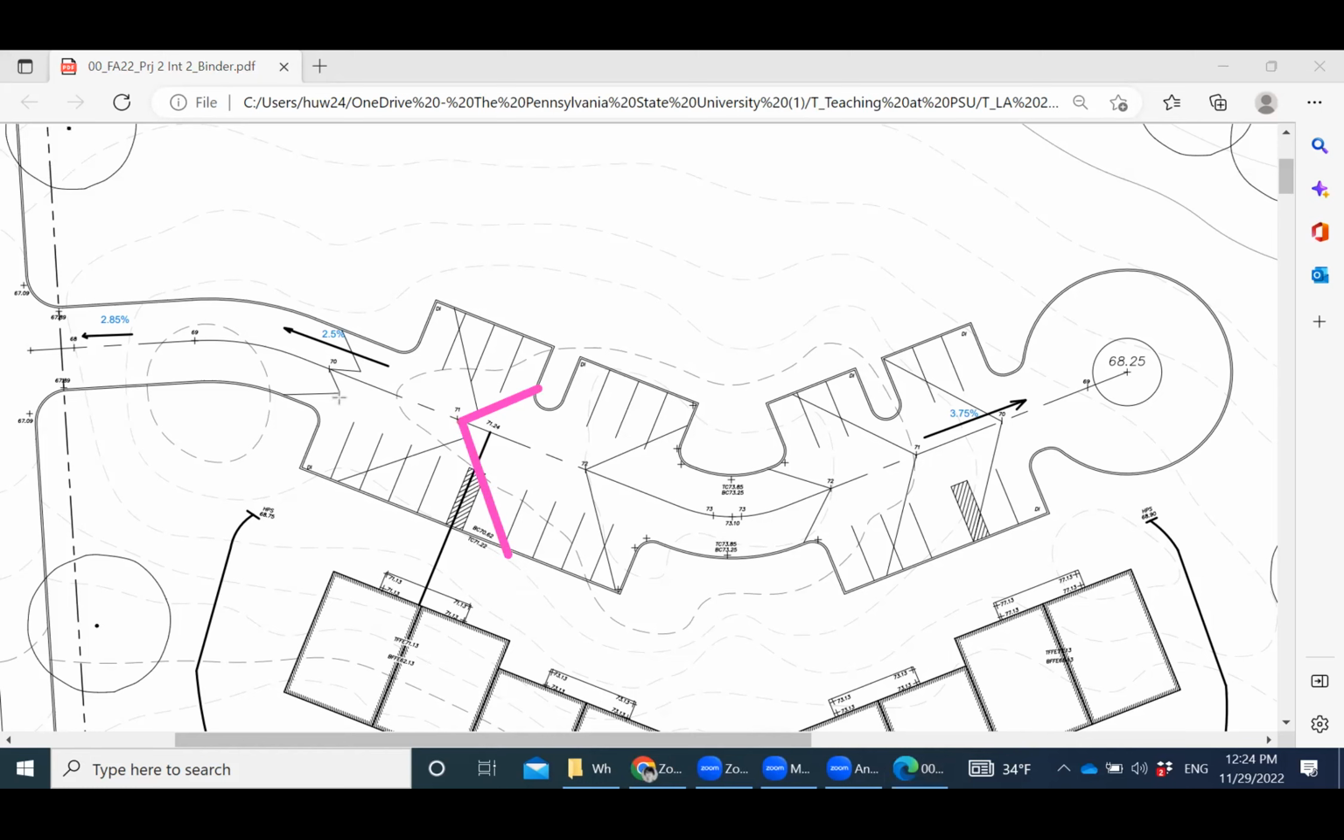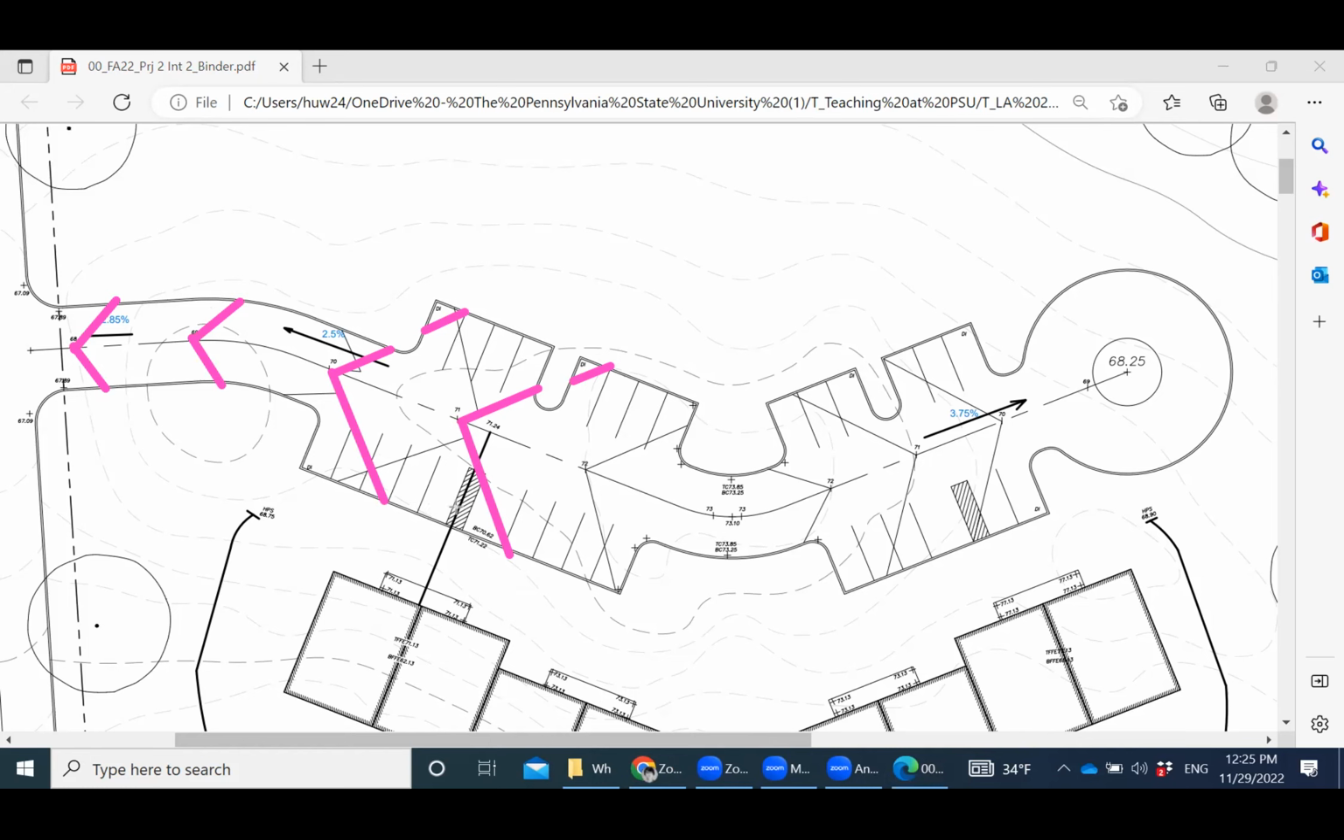And then your 70 would be here. Essentially you would just continue this pattern all the way back to your major road. So if the calculations were correct before, your contour patterns in the parking lot on this side would look like this.